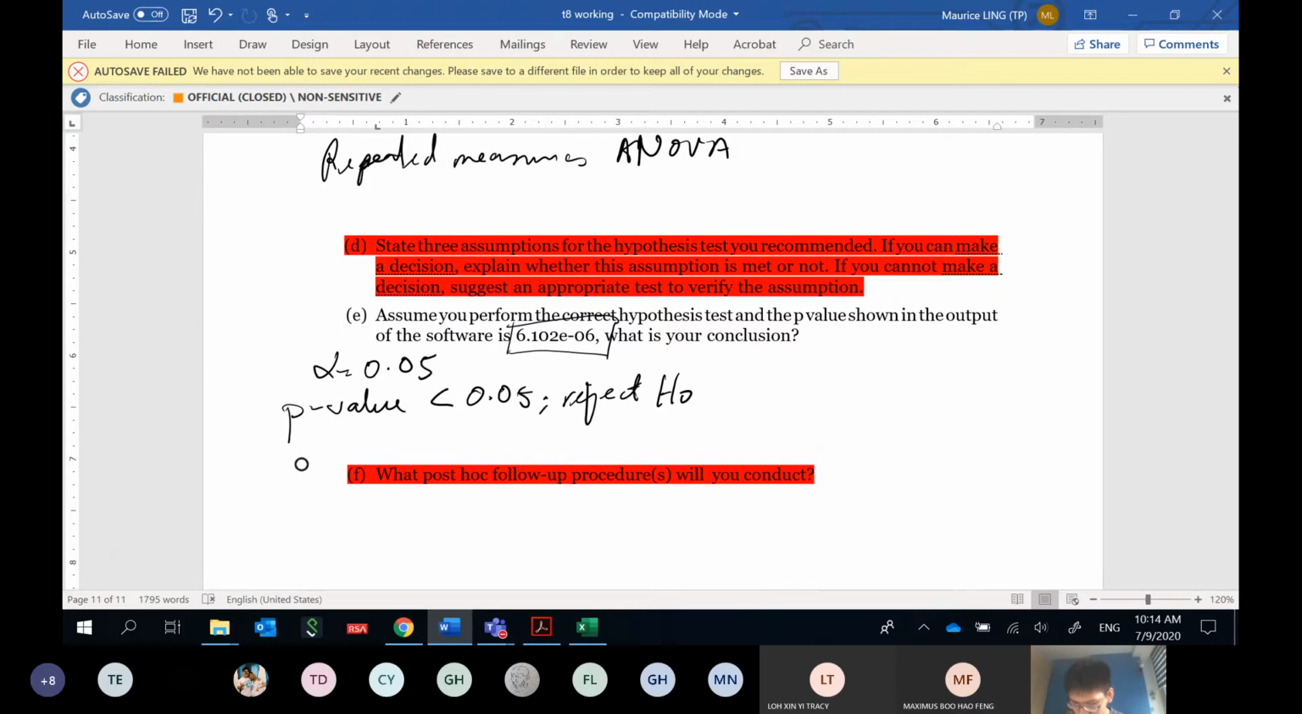Now it's flipped, turned the other way. For the first few questions we used the critical value, but now we use a p-value because your software gives out a p-value. So you reject the null hypothesis and accept the alternate hypothesis. In this case, the conclusion will be that there is a different average pupil size.